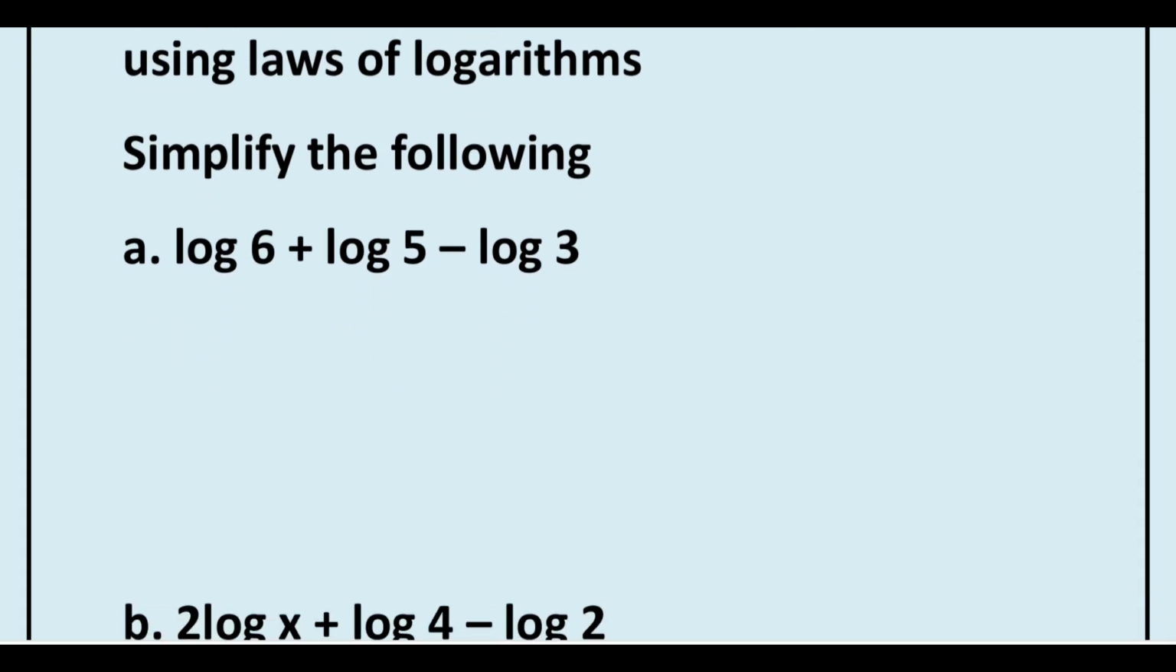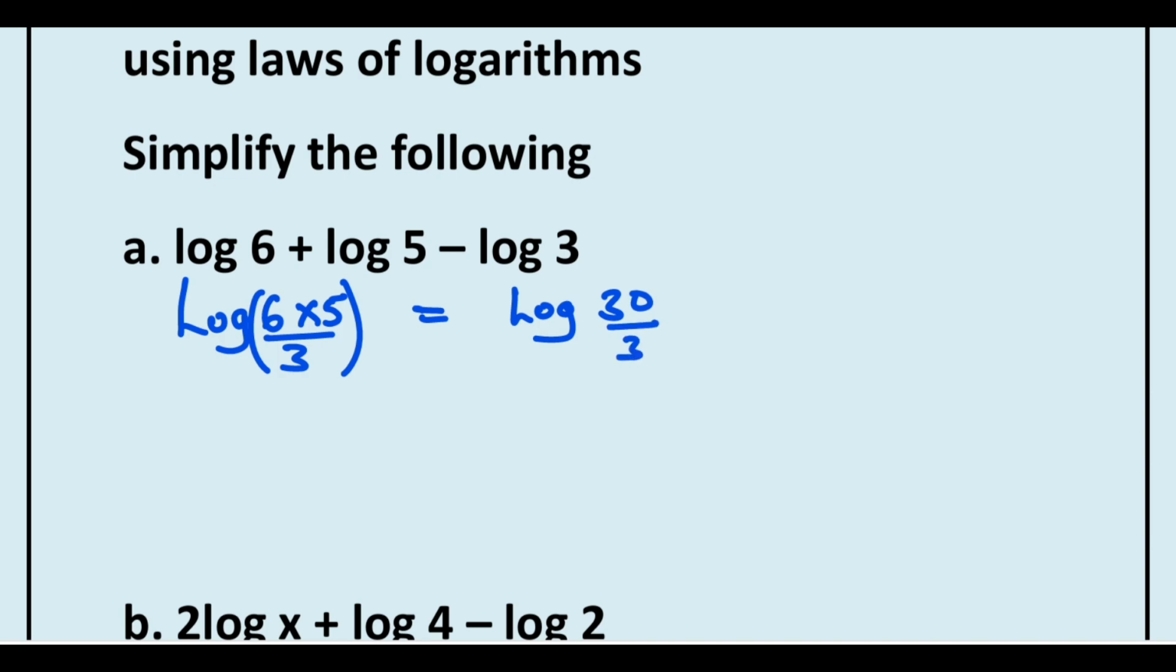So let's try to do this. We shall have log 6. Because it is addition, we are going to multiply the two. So we shall have log 6 times 5, and then minus log 3 means divide by 3. So 6 times 5 is 30, so we shall have log 30 divided by 3, and log 30 divided by 3 gives us log 10.